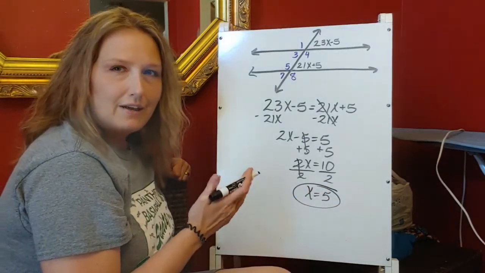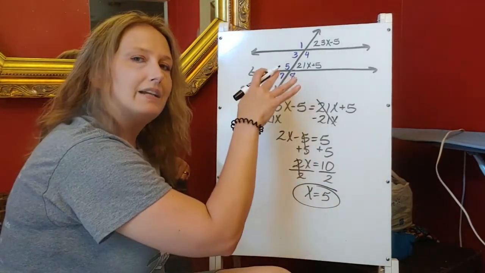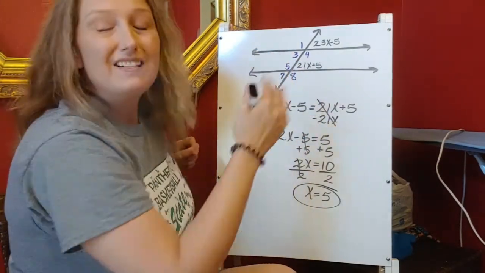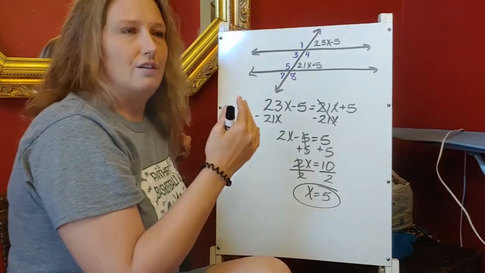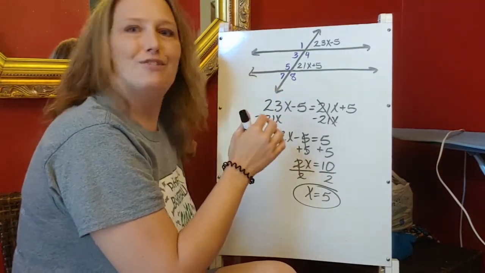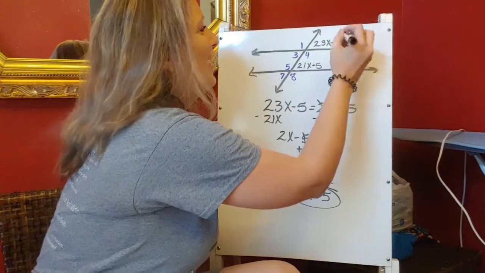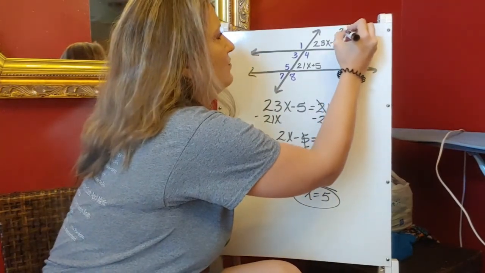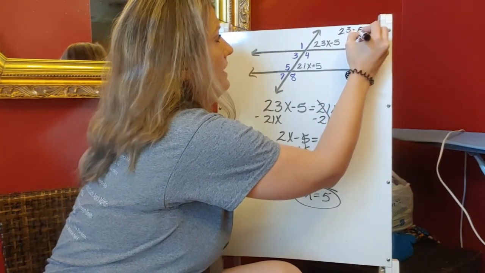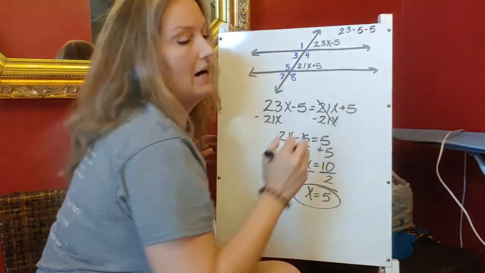So now I can take that 5 and substitute it back into my expressions up here. It doesn't matter which one you choose. They're congruent, so it would be the same. We'll check it to make sure. Up here on top, I've got 23 times 5 minus 5.